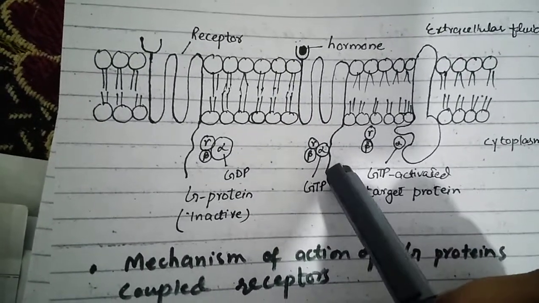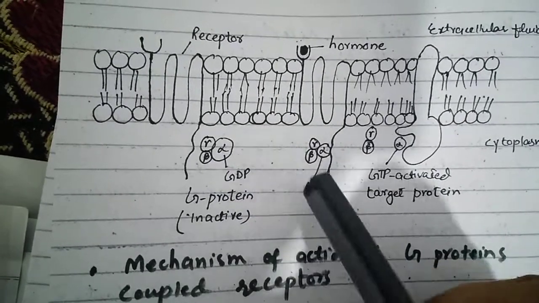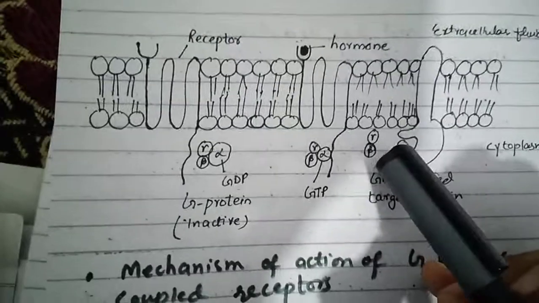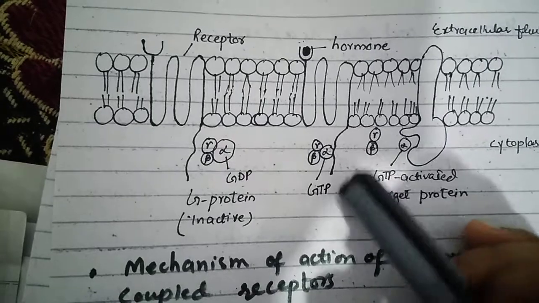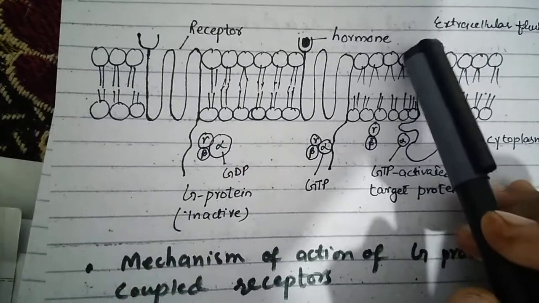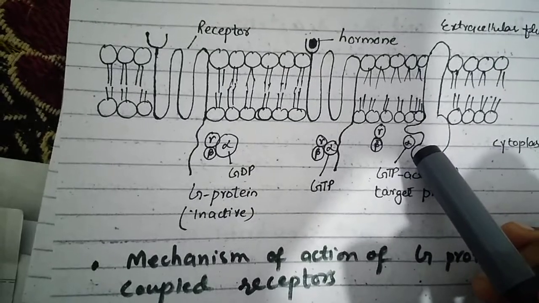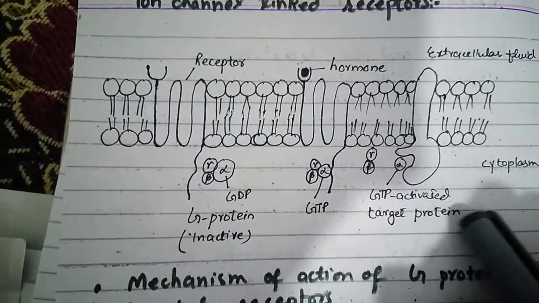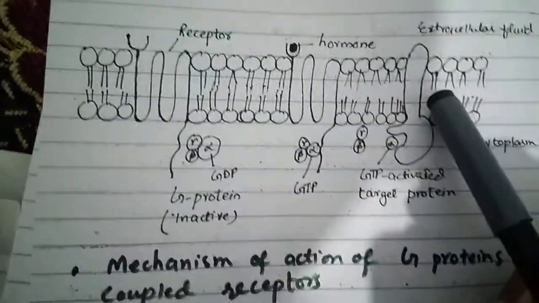And here GDP is present. After activation, it is converted into GTP, and then this GTP activated target protein gets attached to the ionic channel, and it starts the opening of these ionic channels. This is the cytoplasm, and this is the extracellular fluid.